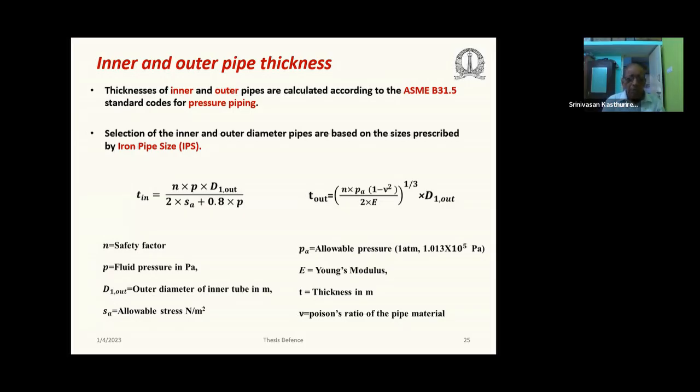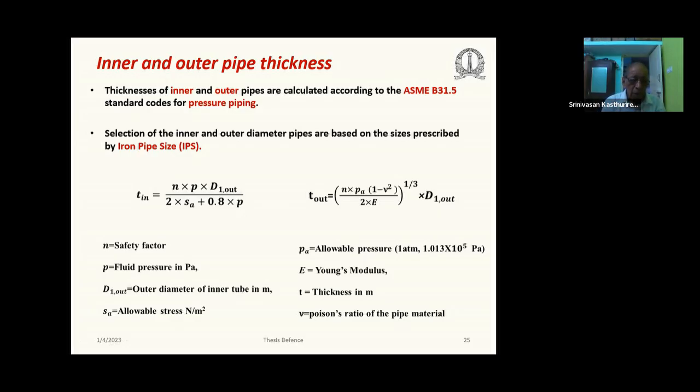Okay, the wall thickness can be determined based on ASME section B31.3 standard codes for pressure tubes. For example, the wall thickness of the inner pipe will be N P D1 out divided by 2SA plus 0.8 times P. Here, N represents the factor of safety, and P is the operating pressure, the fluid pressure, in terms of Pascal. And D1 out is the outer diameter of the inner tube.